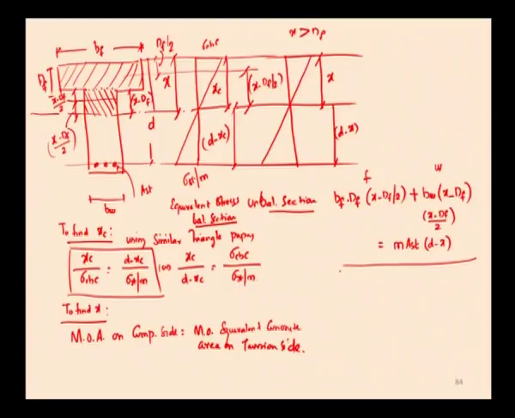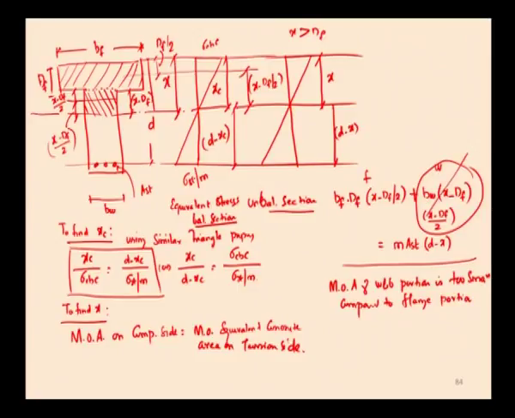But here, what does the IS code say? The moment of area of the web portion is too small when compared to the flange portion, hence it is neglected.